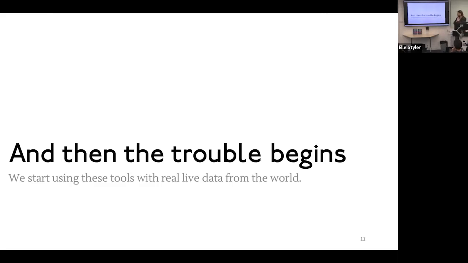But where are we going to get the data? Now we're going to get the data from the world itself, and that's where the trouble begins. The next two chapters in this book were the two most precarious in the entire book itself, because they deal with data from the outside world.